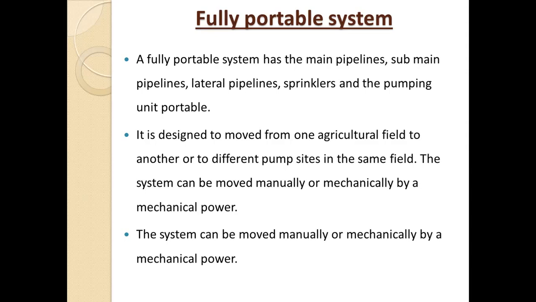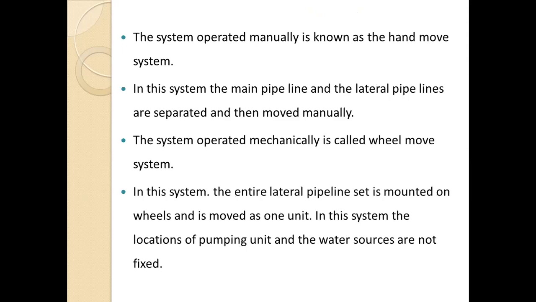When the system is operated manually, it is called a hand move system. When it operates mechanically, it is called a wheel move system. In this system, the main pipeline and the lateral pipelines are separated and then moved manually. In the wheel move system, the entire lateral pipeline set is mounted on wheels and is moved as one unit. The location of the pumping unit and the water source are not fixed. It can be easily moved by this wheel move system.